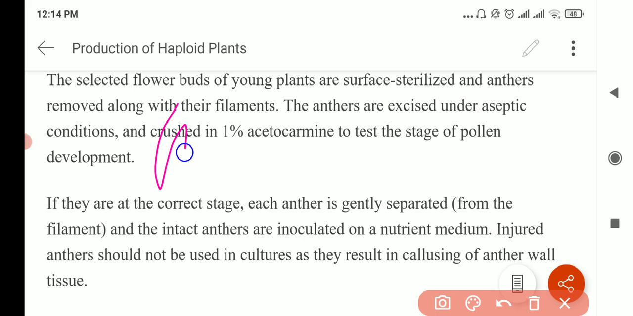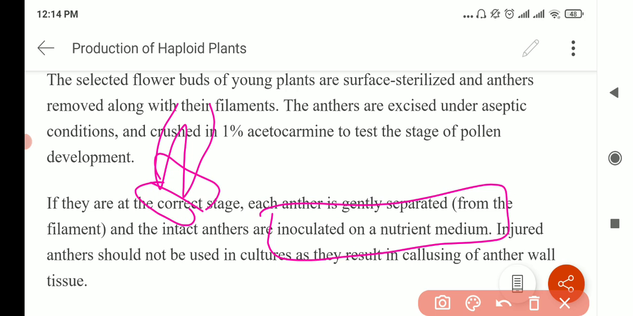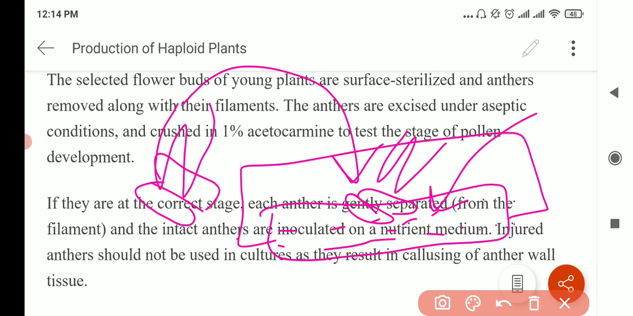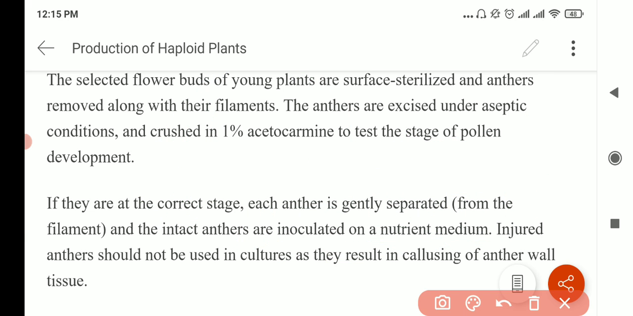So this is your needle, let's say forceps. This is your anther that you have taken. Then this is the petri plate, you have poured in the agar here. This is the agar, it has become solidified. So you simply put this anther with your forceps on the surface of the agar. Then you close the lid, and then we are done.